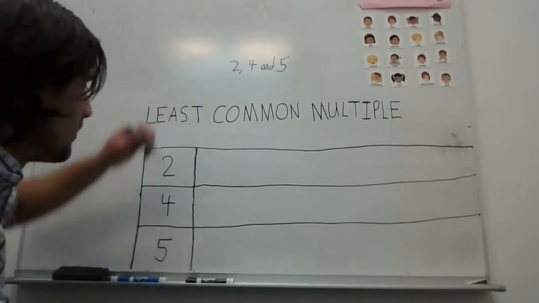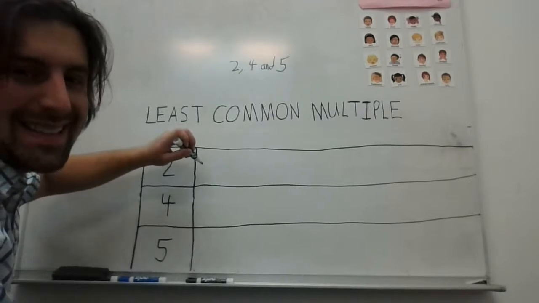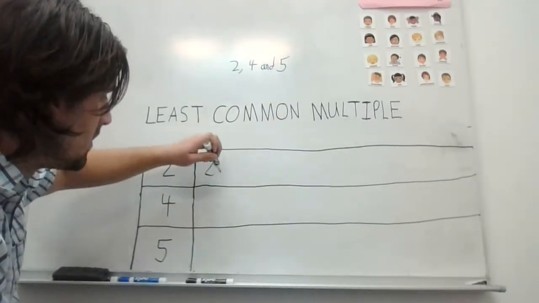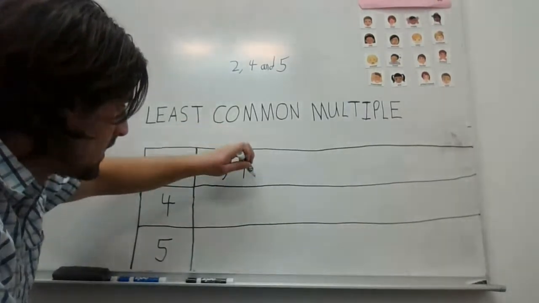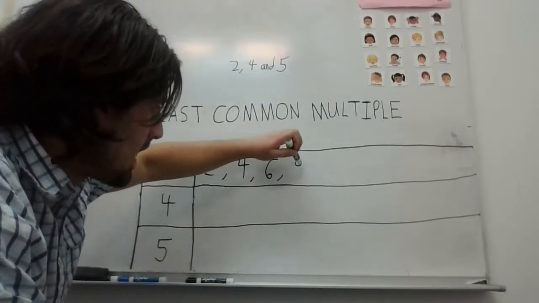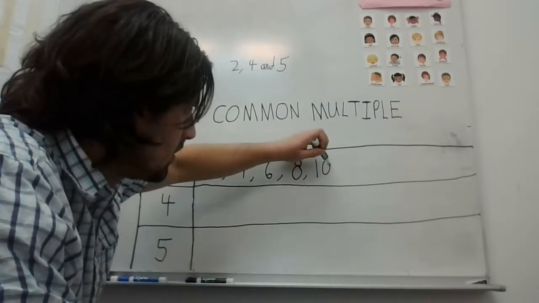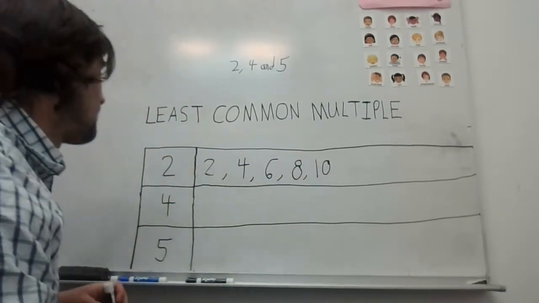So we'll start out with multiples of 2. Here we go. You ready? Let's get into it. 2, 4, 6, 8, 10. So we have our first 5 multiples for the number 2.